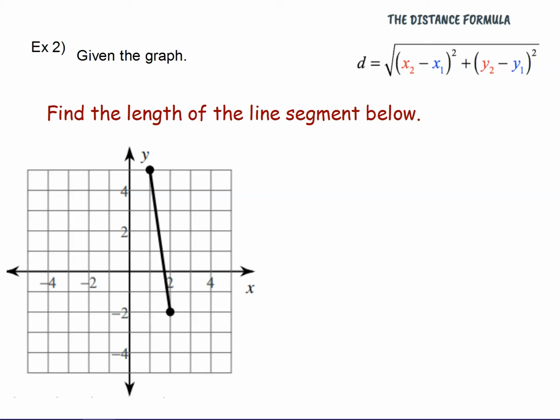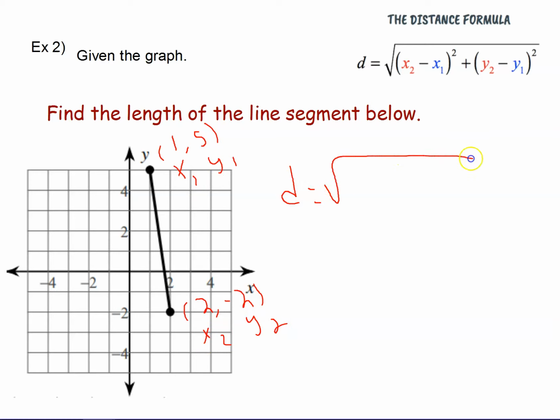So in this case, the top coordinate up here is going to be (1, 5). And then the bottom coordinate is going to be (2, -2). So you can go ahead and label your x's and your y's. So I have here x1, y1, and x2, y2. Go ahead and put it into your formula.